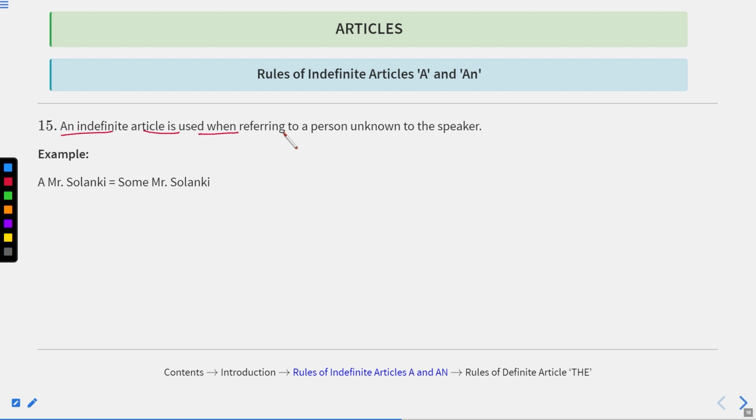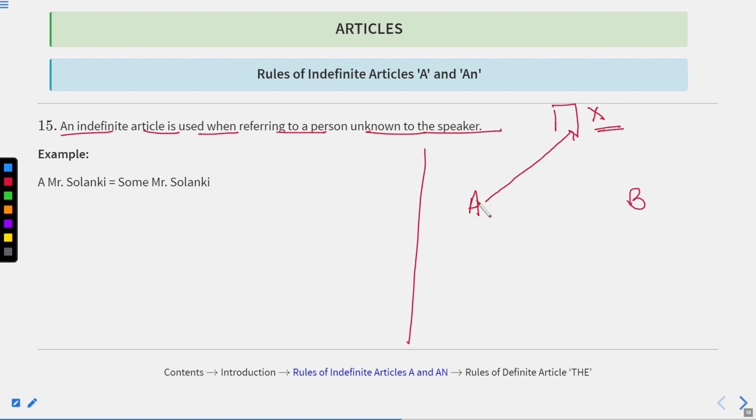An indefinite article is used when referring to a person unknown to the speaker. If the person someone is referring to is unknown to the speaker, we can use a. Let me explain this with a situation. Suppose there is a person A and a person B in a home, sitting in the house. Now the door knocks. A goes to open the door, and when he opens it, he finds some X standing there. A does not know him. He asks him what he wants. X says that he wants to meet B.